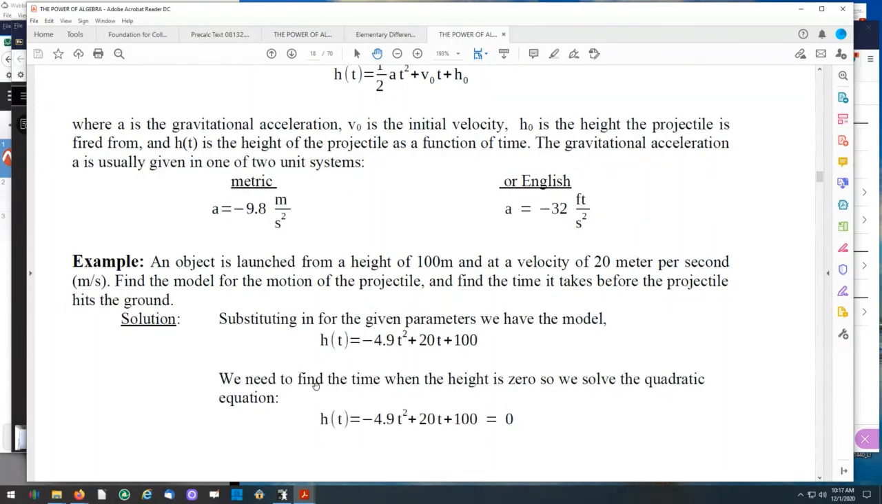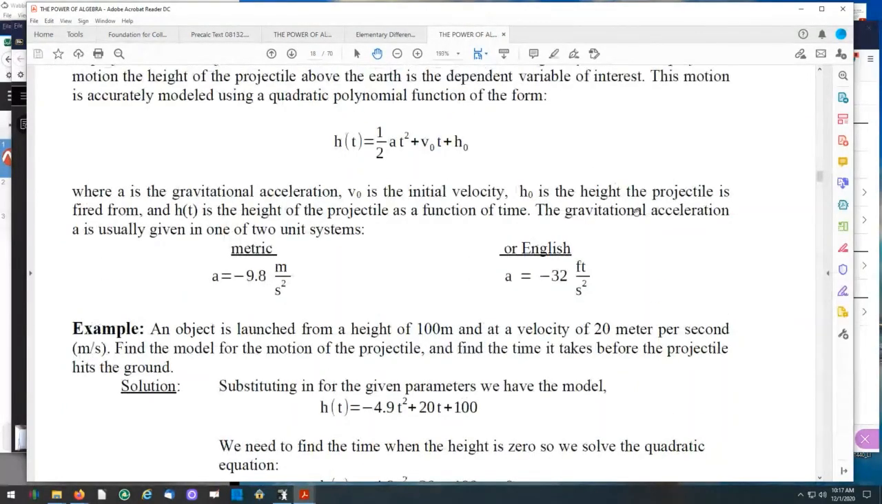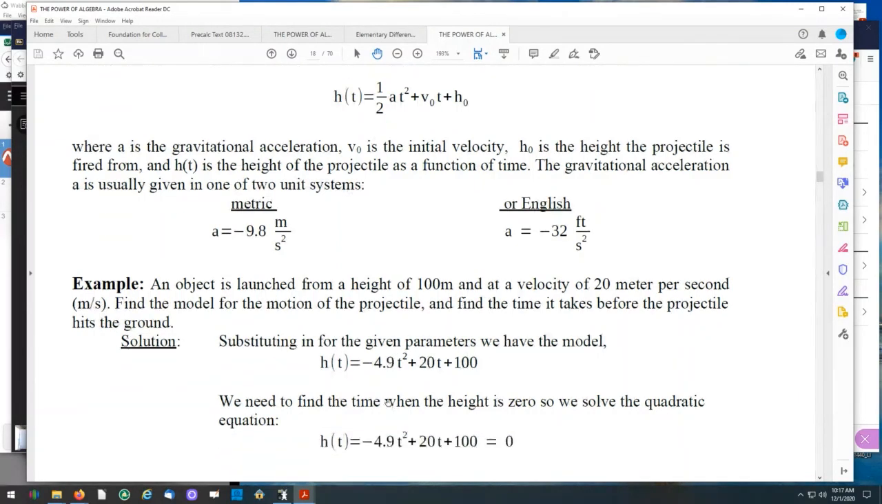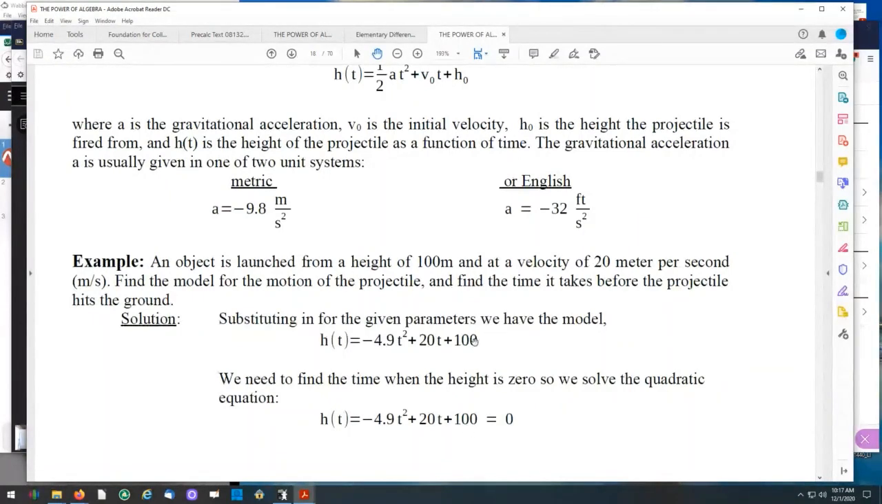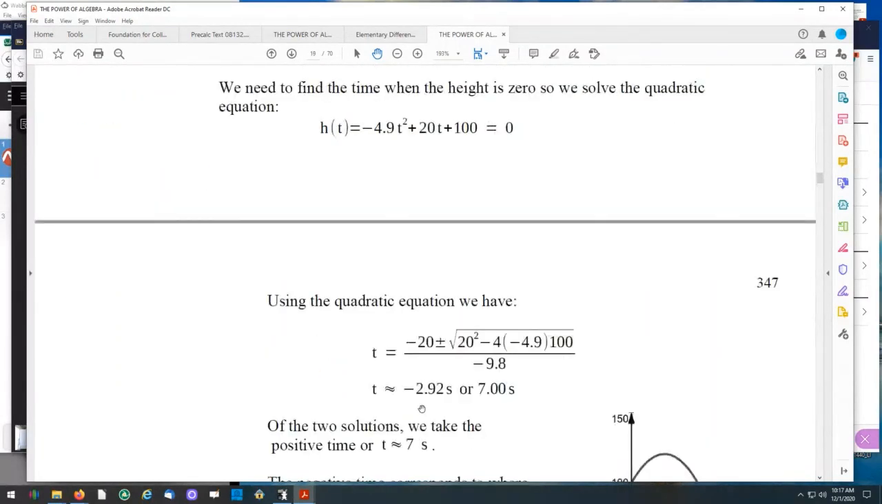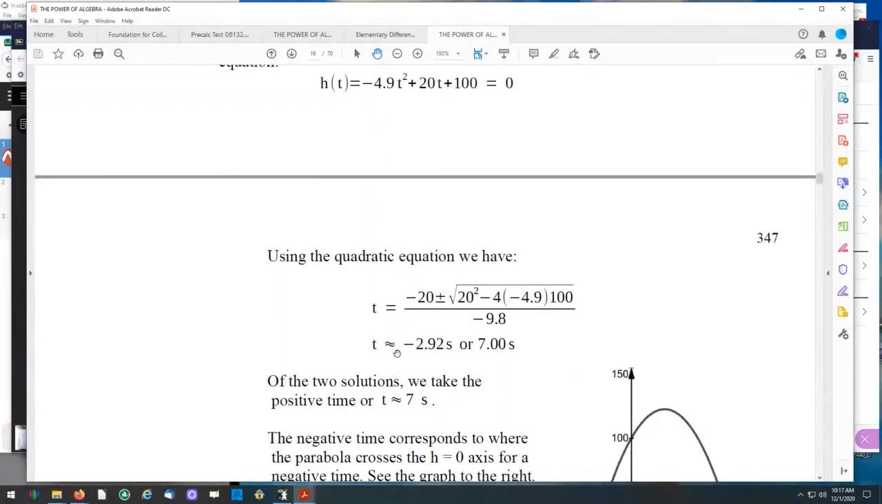Now we need to find the time when the height is 0, when it hits the ground. We're assuming this was launched from a height of 100 meters up, and we want to find out when it comes all the way back down to the surface, 100 meters beneath that. So that is when h is equal to 0. We want to solve a simple polynomial equation, a quadratic equation. I put 100 in for the 100 meters and 20 for my 20 meters per second. Plug this in, go to your quadratic formula, and you get two solutions out.